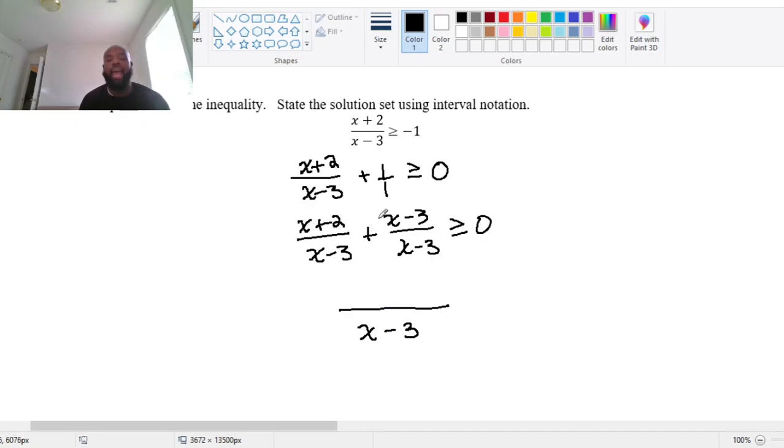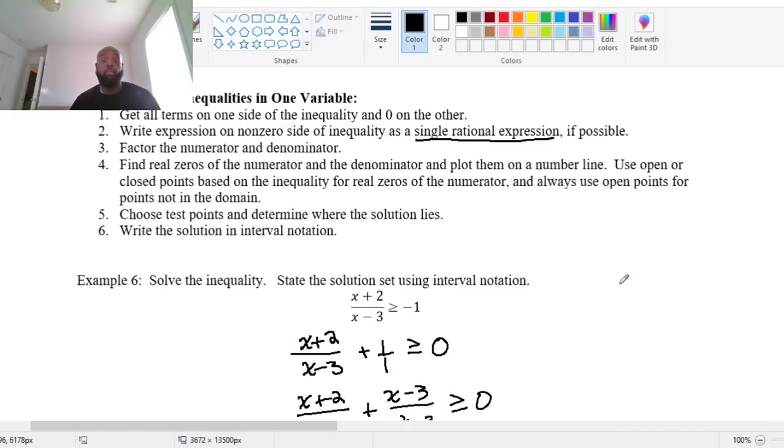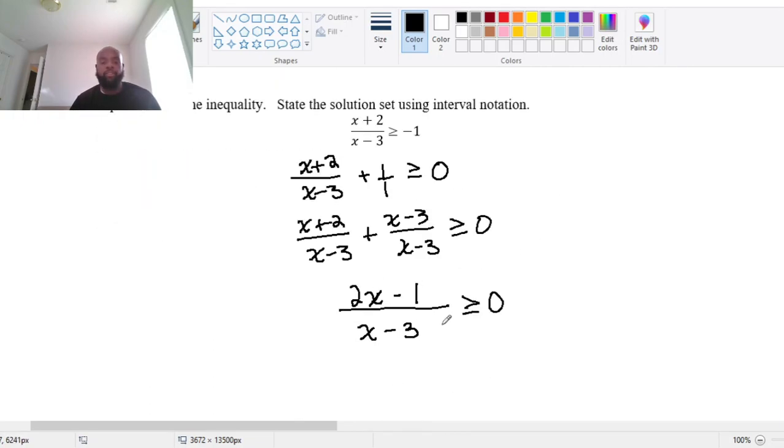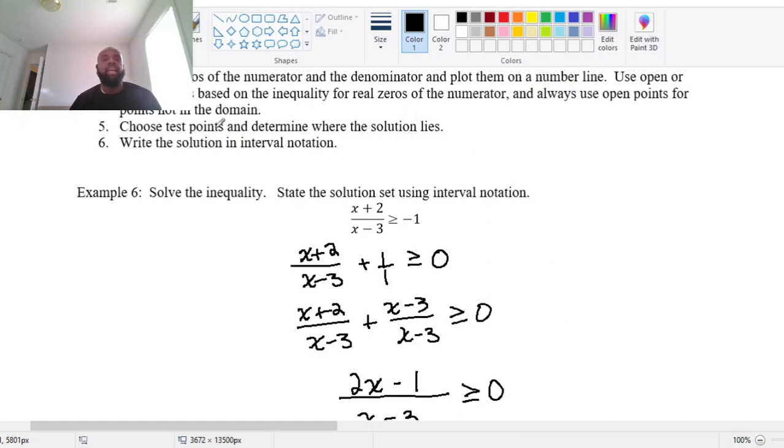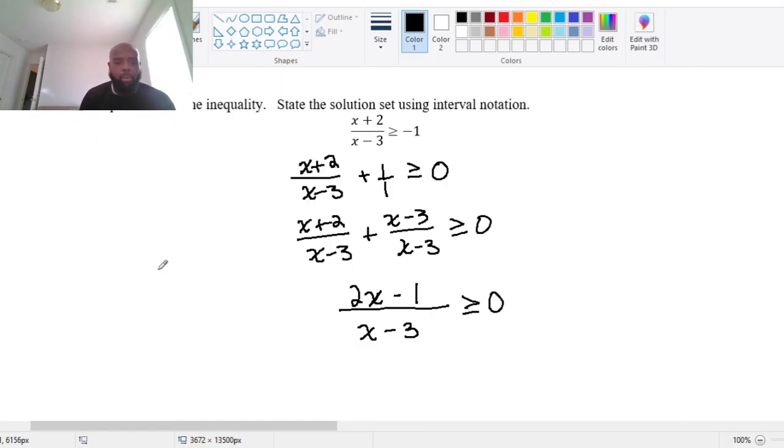I'm going to go ahead and add the x and the x, which makes it 2x, and the 2 plus the negative 3 was a minus 1. So I have this as a single denominator, rational expression. Now we're going to factor the numerator and the denominator. Well, mine are already factored, so I don't have to do that step. And then we're going to find the zeros of the numerator and the denominator and plot them on the number line, right?